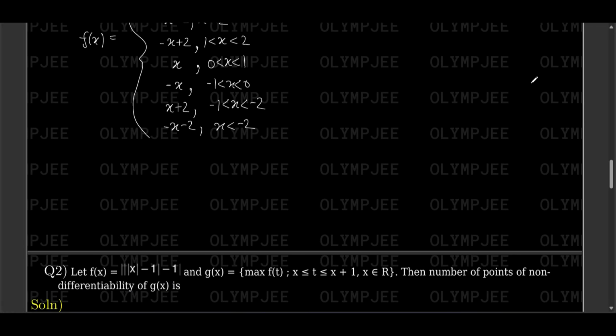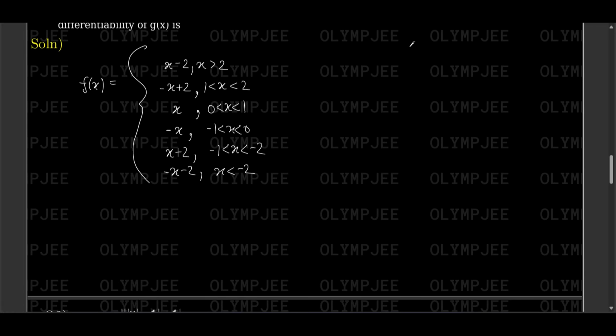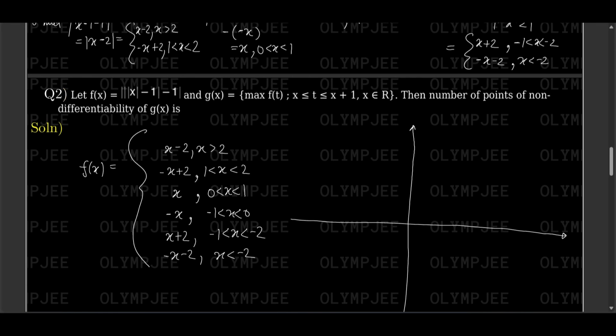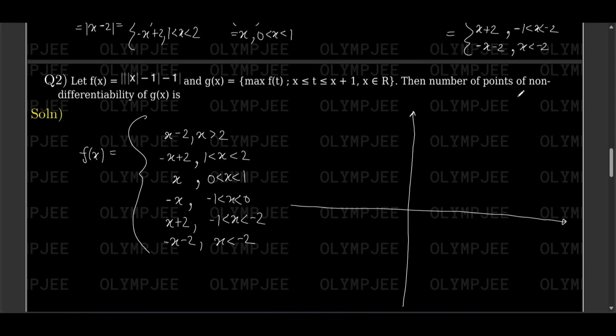Okay, so let us now draw the shape of the graph, because if we have to find the number of points of non-differentiability, we can easily see where there are sharp turns in the graph, right? So remember that we have to find the points of non-differentiability for g(x), but right now we are drawing the graph for f(x). We'll draw the graph of g(x) after drawing the graph of f(x).